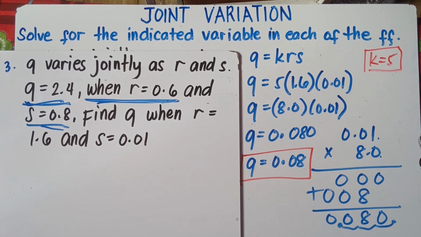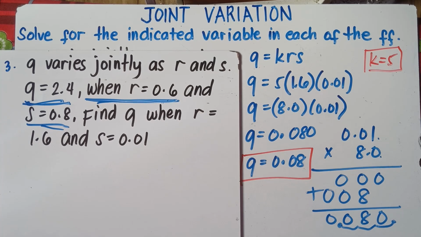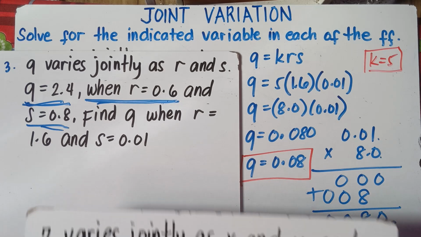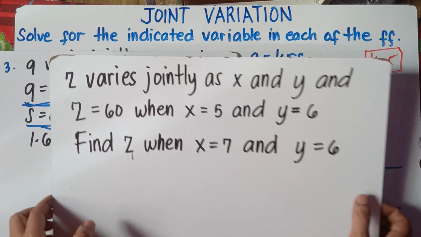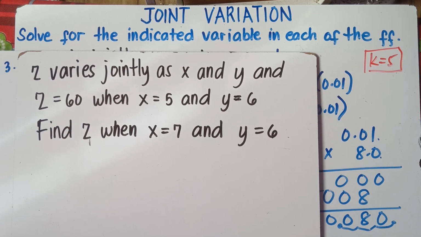So once again, I do apologize, class, if our time takes long because we need to explain this one step by step. So once again, you try this one, class, and you put your answer in the comment section down below. Let me check if you really understand our topic. So you try this one. Z varies jointly as X and Y, and Z equals 60 when X equals 5 and Y equals 6. Find Z when X equals 7 and Y equals 6. You put your answer in the comment section down below.